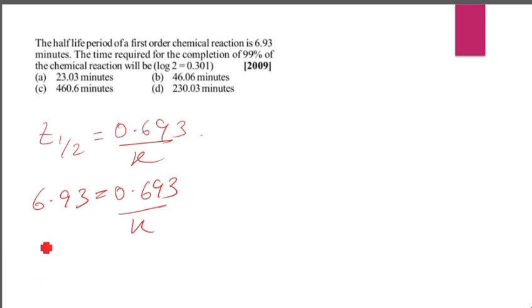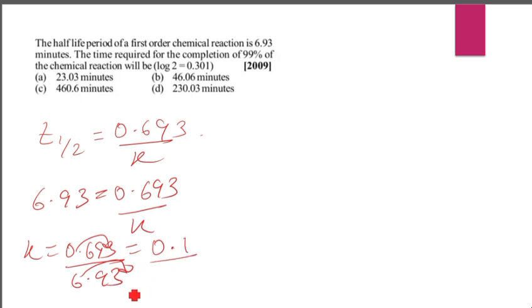So 6.93 equals 0.693 by k. So the value will be 0.693 by 6.93. Two places of decimal, two places of decimal, so it will be 0.1 upon 1, right? So it will be 0.1. Okay, the value of rate constant is 0.1.